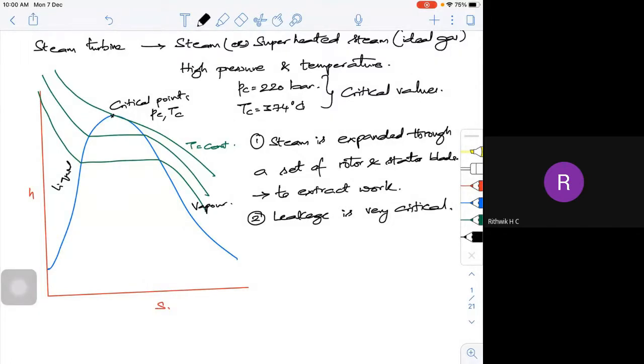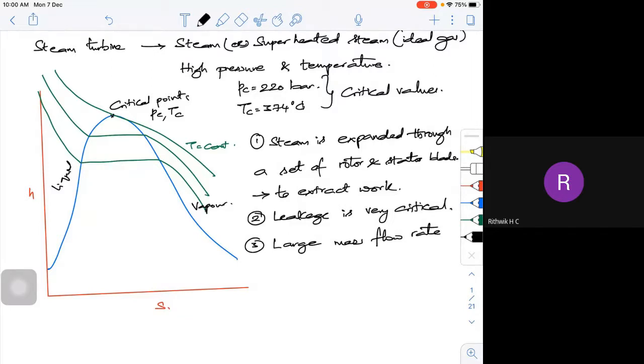Also, in steam turbines, we try to use large mass flow rates, that is, large quantities of steam. So many kg per second, maybe 200 kg per second or 300 kg per second. That is the amount of steam which is operating.